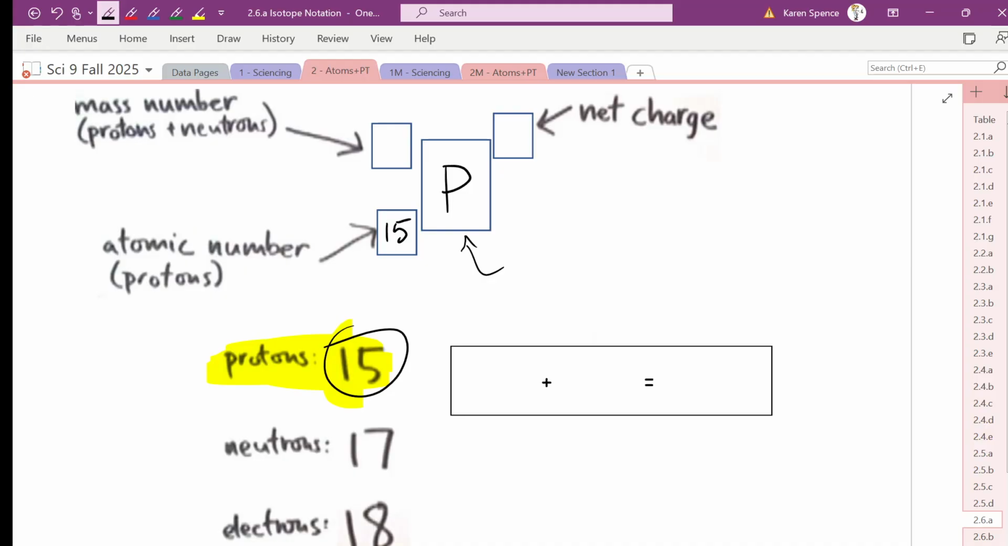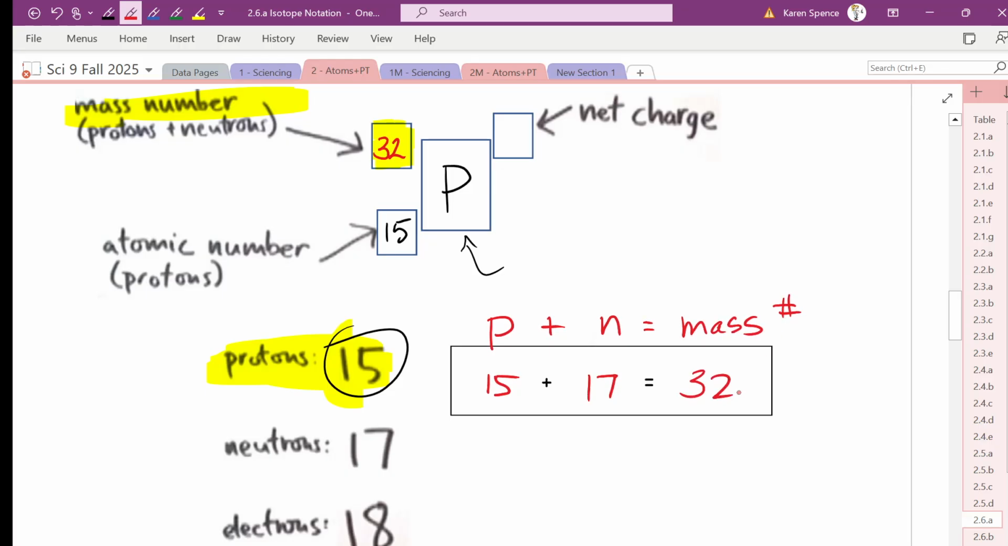All right, mass number. So what's going to go up here? Our mass number. Valerie. 32. How did you get 32? Protons plus neutrons. So our protons plus our neutrons is 15 plus 17, and that's going to give us our mass number, which equals 32. So that's where we got that 32 from. All right.